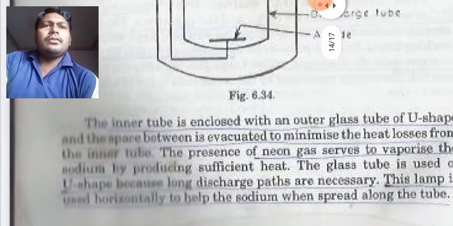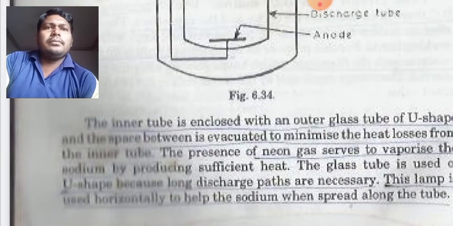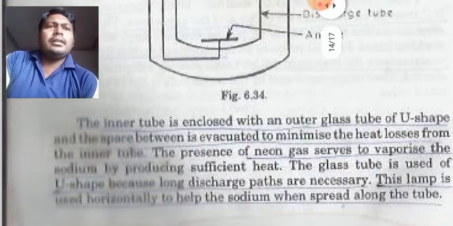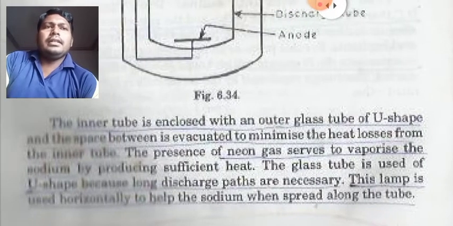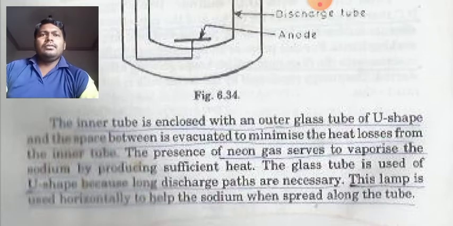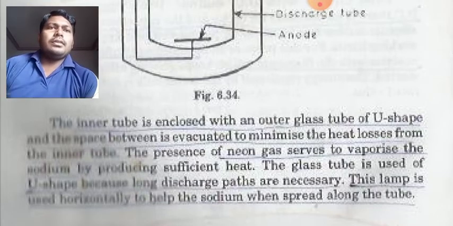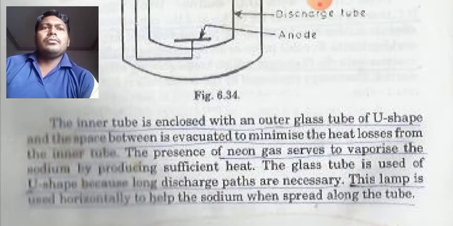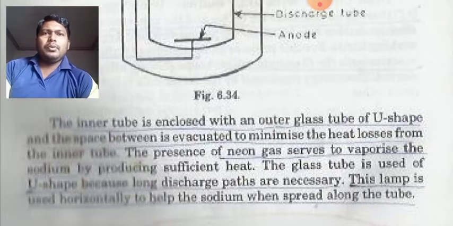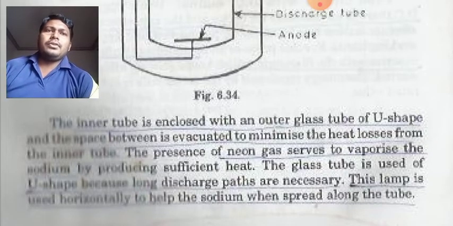The inner tube is enclosed with an outer U-shaped glass tube, and the space between them is evacuated to minimize the heat loss from the inner tube. The presence of neon gas serves to vaporize the sodium by producing sufficient heat. The glass tube is U-shaped because a long discharge path is necessary. So by making it U-shaped, we can make the path longer.